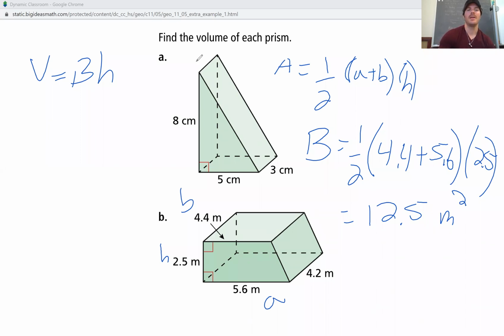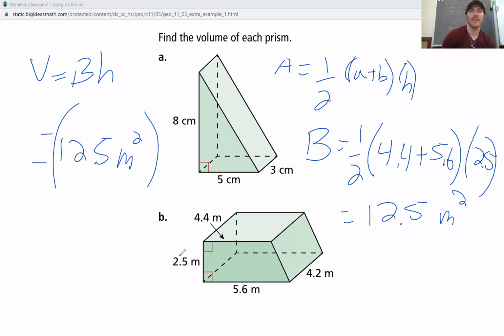Okay, that's the base. Now we're going to plug our area of the base in over here. Now the height, it's not this 2.5. That height was used to find the area of this trapezoid. But the prism, again, if you were to take this prism and turn it so that this trapezoid is on the floor, then this is your height. This is the part that's going up and down. So we're going to use the 4.2 meters.